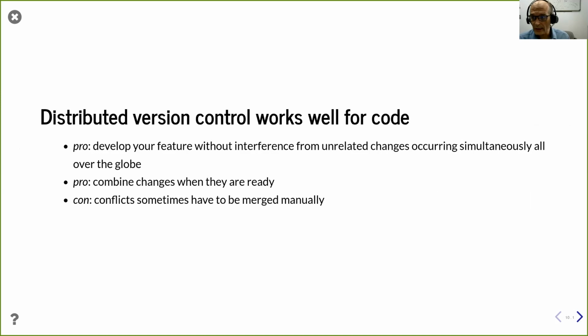So this works really well. It turns out Git works really, really well for code, right? It has the advantage that you can develop your feature without interference from unrelated changes that may be happening all over the world. And the bigger a project becomes, the more contributors there are to it, the more important this becomes. And then you can combine your changes only when they're ready, right?